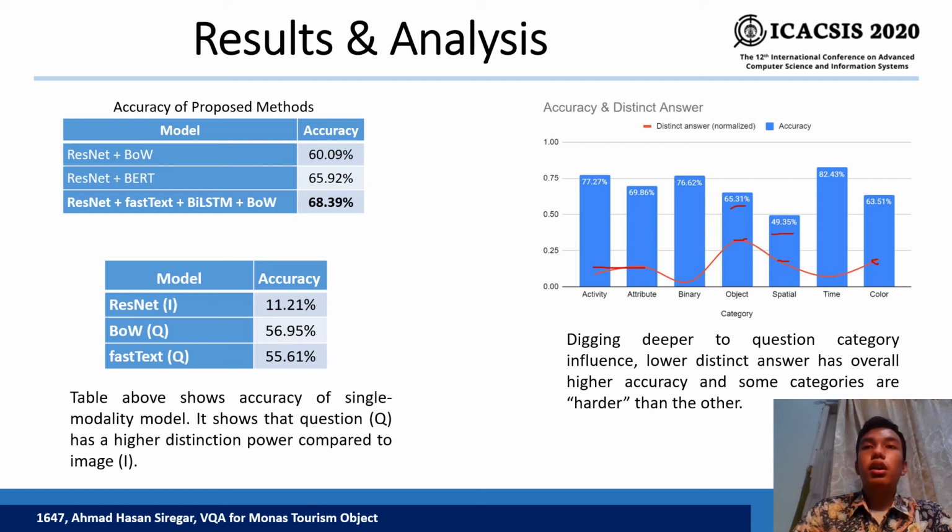This shows that there are some inherently difficult categories to solve. Some possibilities are that the CNN architecture or the ResNet doesn't encode the location of objects, so the spatial category, which answers the location of the image or object, does not have very good performance.